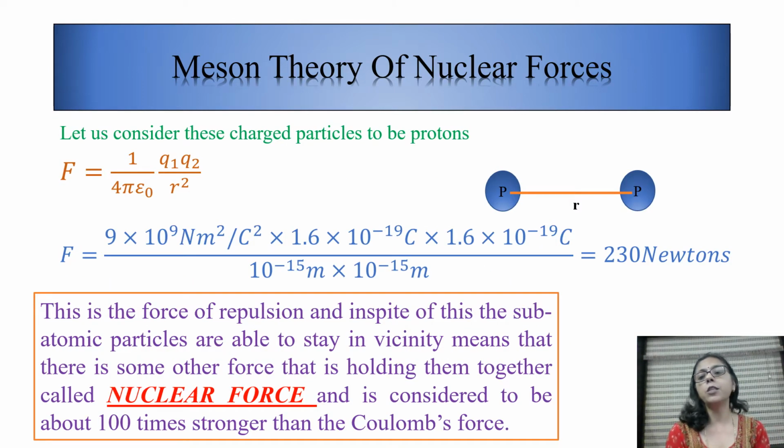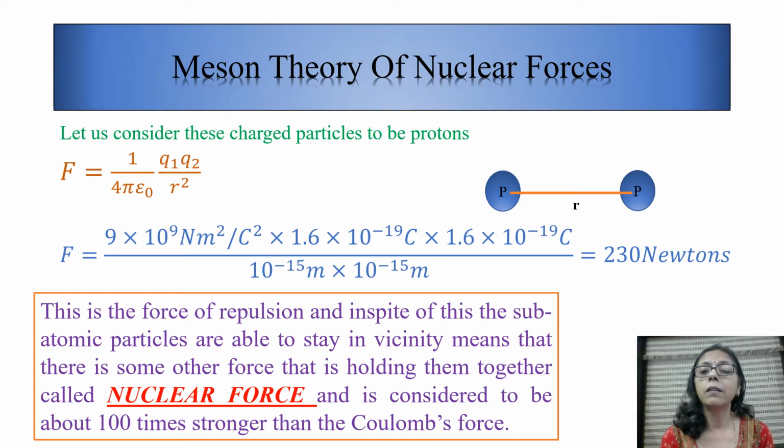Let us consider the charged particles to be protons. Yes, we know that protons are positively charged particles, so definitely they will be repelling each other if you talk in terms of electrostatic forces. And the magnitude of the force between these two charged protons would be given by 1 upon 4 pi epsilon 0 q1 q2 upon r square. If you calculate the value of this, taking the charge of proton as 1.6 into 10 to the power minus 19 coulomb, and the distance between the two protons of the order of 10 to the power minus 15 meters.